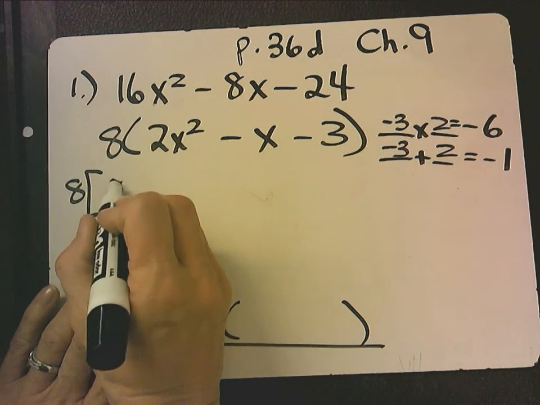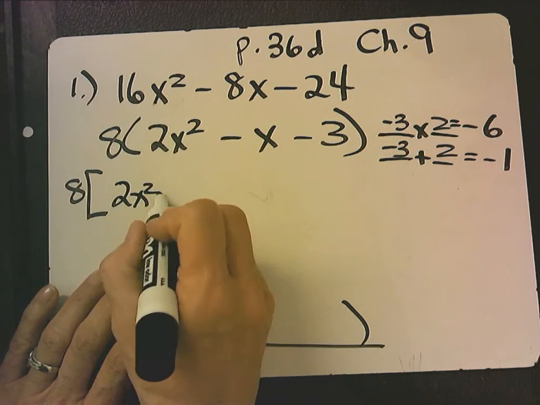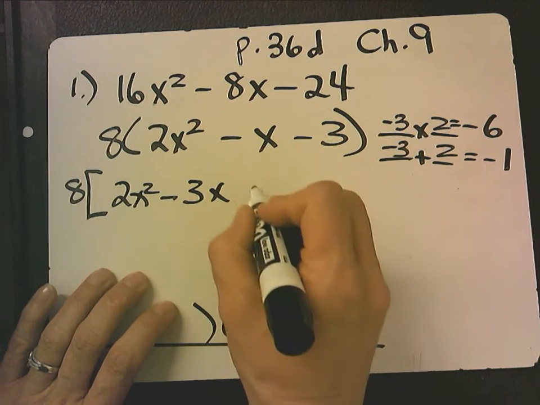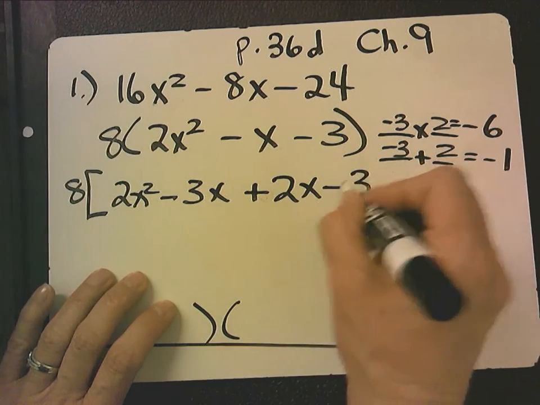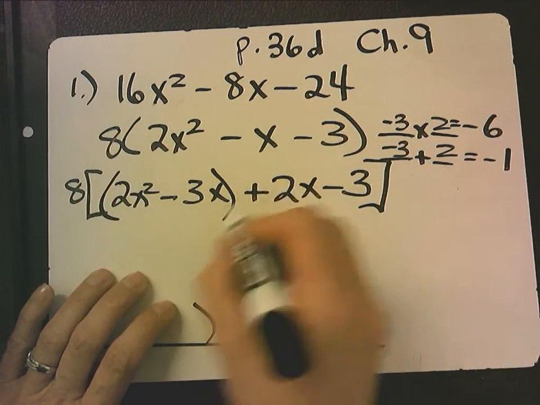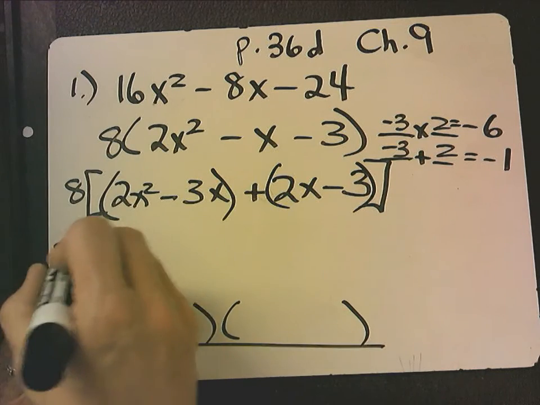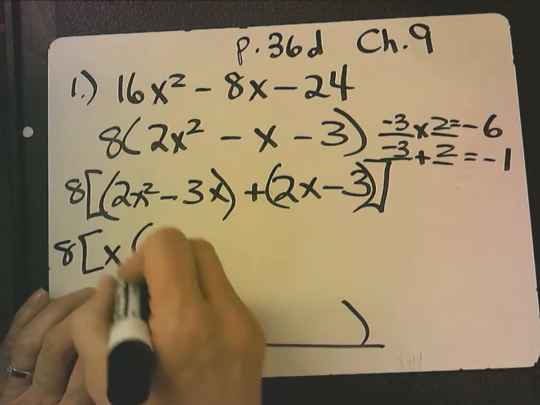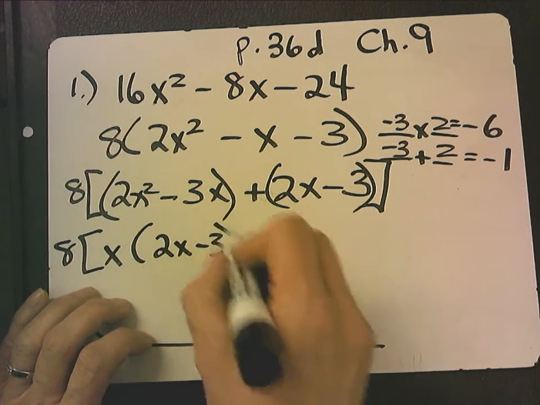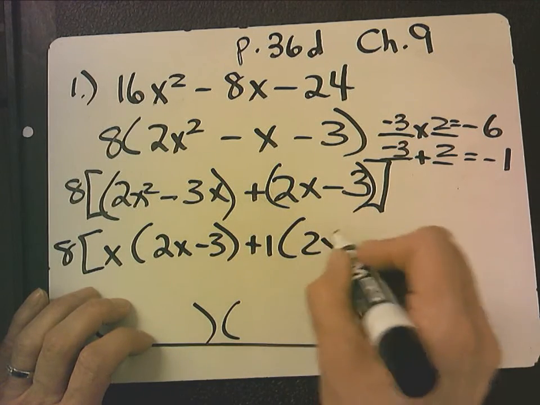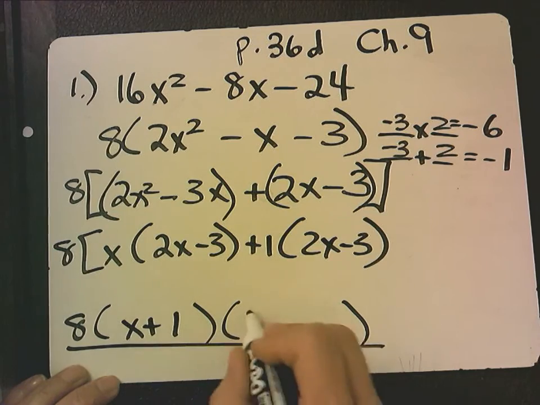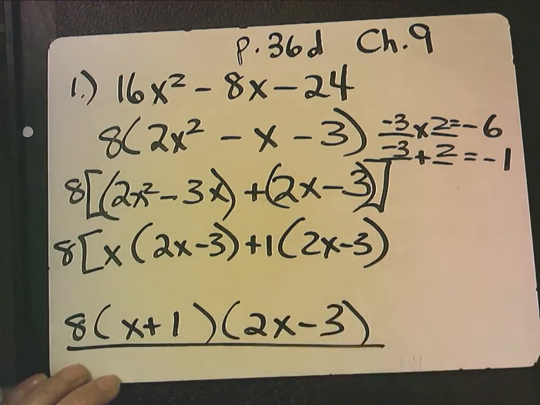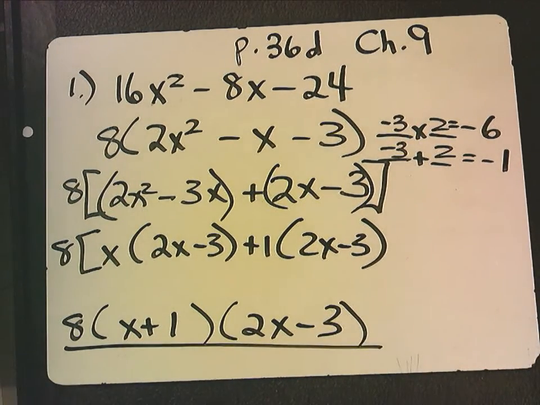And now I'm going to write 2x squared minus 3x plus 2x minus 3. I'm going to factor by grouping, and here I'm going to take out an x, and I get 2x minus 3, and here I'll take out a 1, I get 2x minus 3. So I end up with x plus 1 times 2x minus 3. So I end up with the same answer, but it was so much easier when I factored the 8 out first.